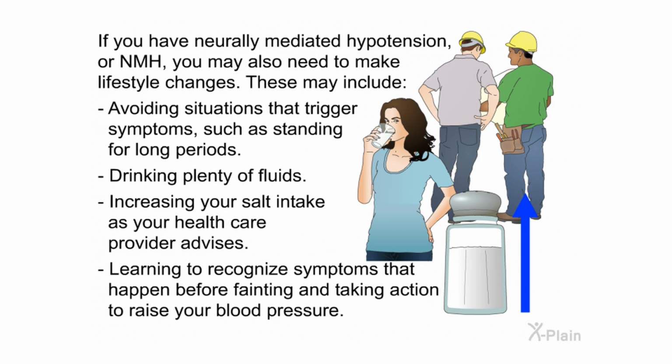If you have neurally mediated hypotension, or NMH, you may also need to make lifestyle changes. These may include avoiding situations that trigger symptoms, such as standing for long periods, drinking plenty of fluids, increasing your salt intake as your healthcare provider advises, learning to recognize symptoms that happen before fainting and taking action to raise your blood pressure.